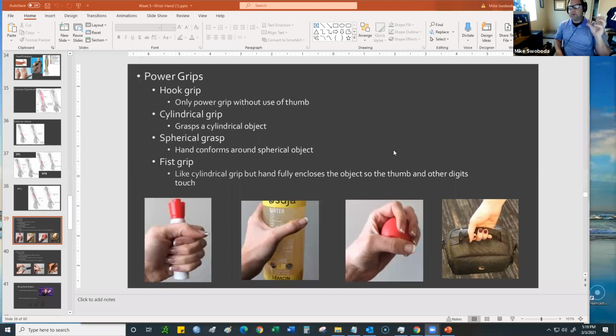Your spherical grip and your cylindrical grip are essentially interchangeable. I mean, you can really hold most things, generally speaking, in a variation of that. But the main difference between those two and your fist grip is the thumb involvement. So in a cylindrical or a spherical grip, you aren't touching your thumb to the rest of your fingers. With a fist grip, your thumb is enclosing the fingers. So you're actually making a fist.